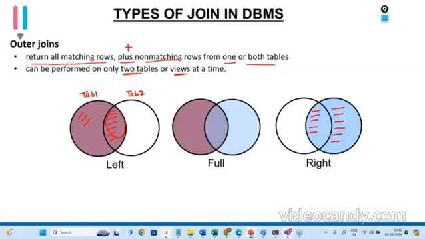In full join, we may get values from all the tables. So table 1, table 2, and we get the matching values from the tables, as well as non-matching values from the left table, as well as non-matching values from the right table. So in outer join, we have three types of join: left outer join, right outer join, and full outer join.